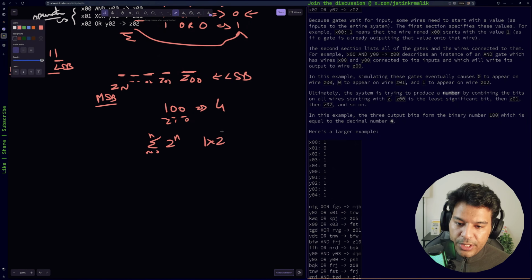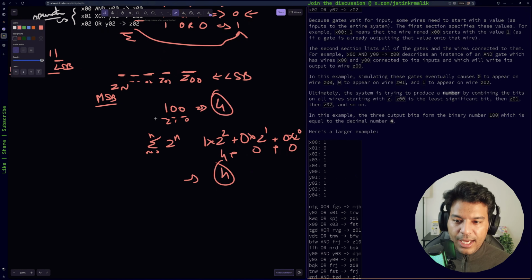which means it is 1 into 2 raised to the power 2, plus 0 into 2 raised to the power 1, plus 0 into 2 raised to the power 0, which means 4 plus 0 plus 0, so the answer is 4. And this is how you can also write your own function to convert a binary number. And similarly, you can do the inverse and convert from decimal to a binary number.